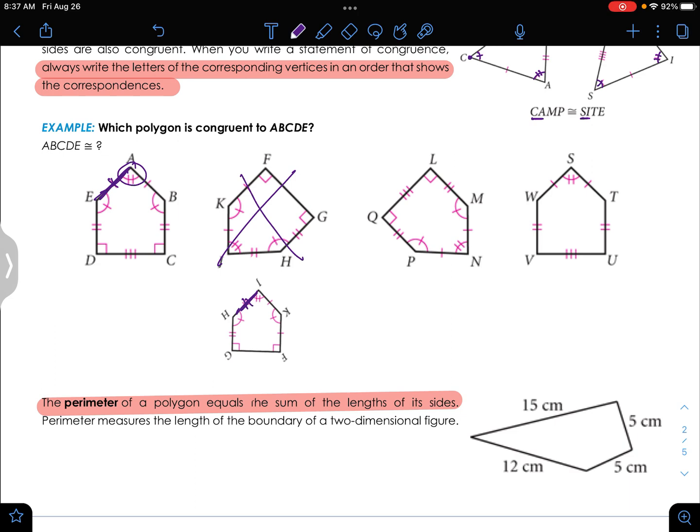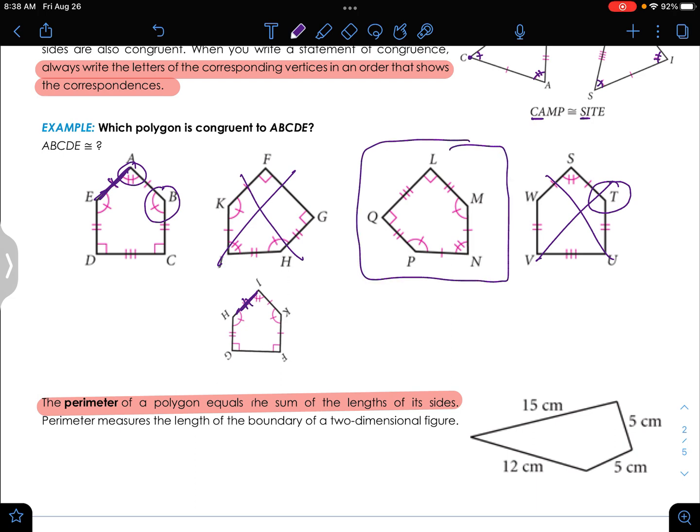So if you go through this and look at all the corresponding pieces, you'll see that B should correspond with T over here. Well, T does not have a tick mark in that angle, therefore we don't know if T is congruent to B, so we can't say that's not congruent. So the congruent polygon is going to be this one right here. And you would say polygon ABCDE is congruent to polygon NPQLM.